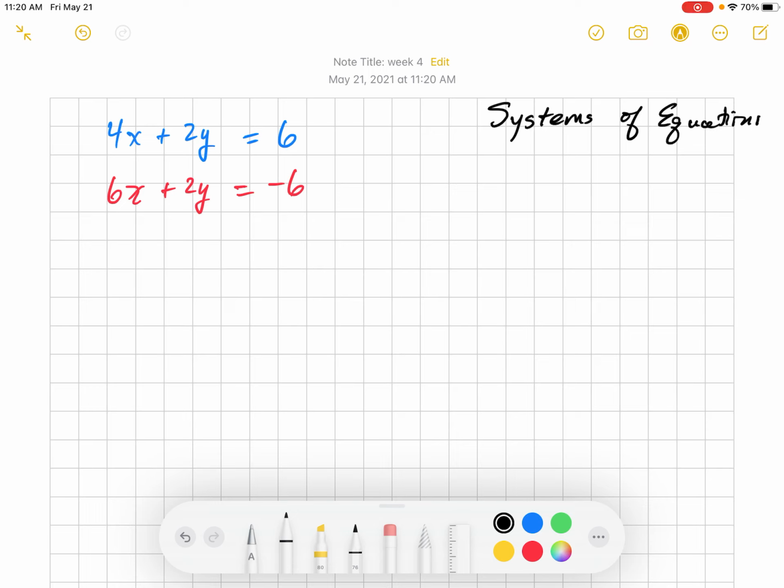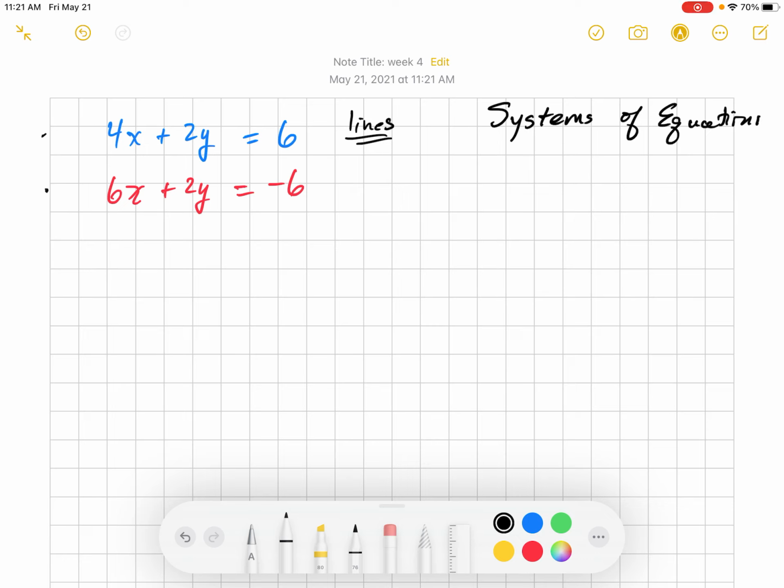Notice we have two linear equations here. These are both linear equations because the x is raised to the first power, and we have an x and a y. So these are just two lines. They're linear equations that make lines.